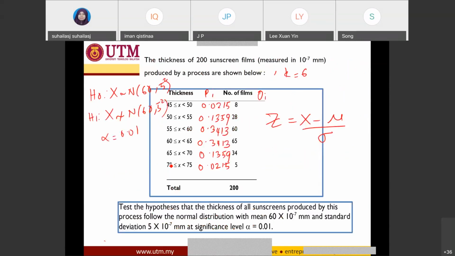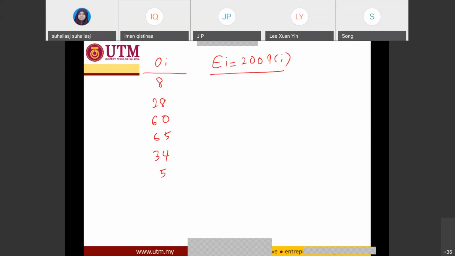Then you have the probability 0.0215, so that means 200 times 0.0215, 200 times 0.1359, 200 times 0.3413, and so on. Find the expected frequency. 200 times 0.0215 should give you 4.3. Then 200 times 0.1359, again you should get 27.8. The same procedure, this one gives 68.26.